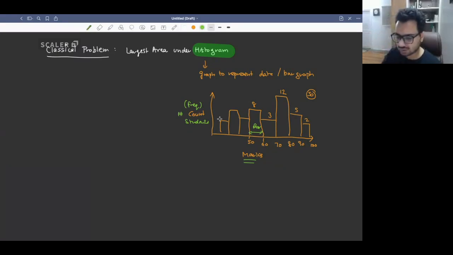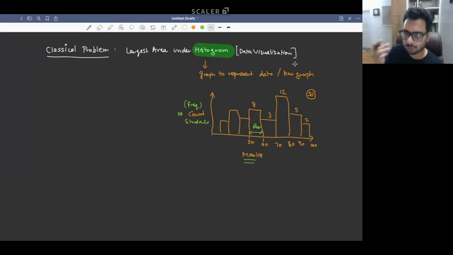So it's more used in data visualization. When you do machine learning and similar work, people do plot these kinds of graphs. But right now we are not going to do any data visualization here. What we are going to solve is more of an algorithmic problem.